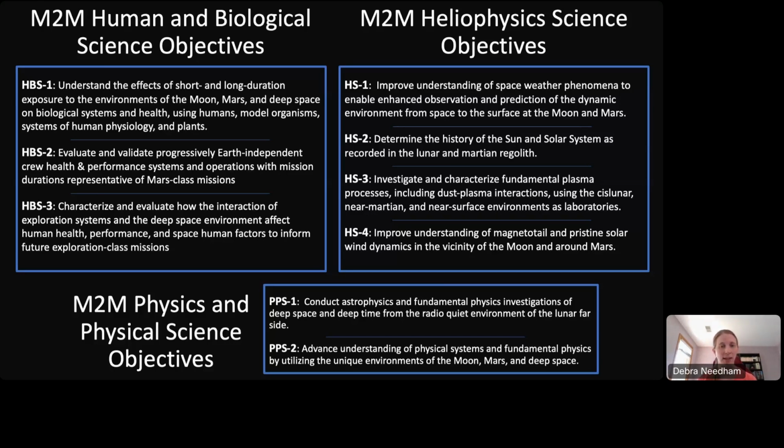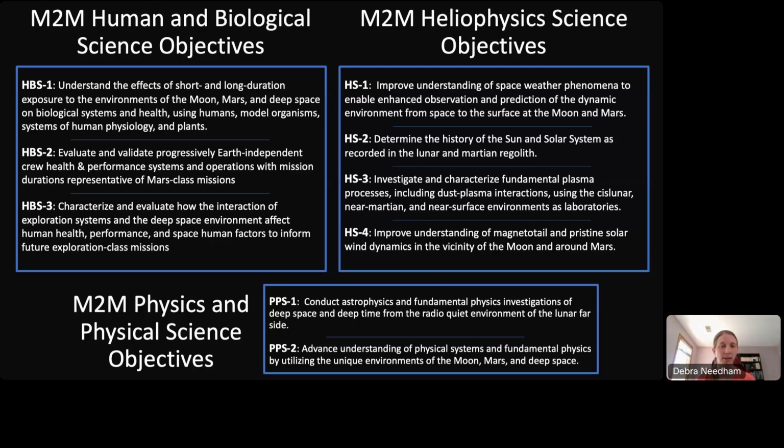On the heliophysics side, we're looking at improving our understanding of space weather phenomenon to enable enhanced observations and prediction of the dynamic environment. So that is really important, not only for, again, understanding the environment that we're living and working, but enabling us to explore with crew, with humans farther and farther out into the solar system, and helping them be independent of Earth as we can learn how to predict the dynamic environment of the sun and space weather.